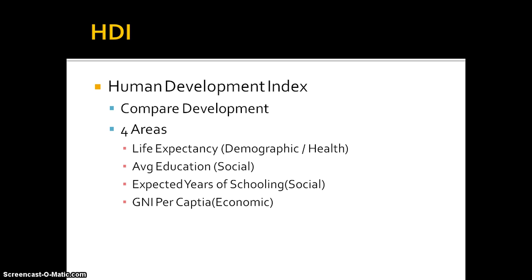The expected years of schooling is the number of years you could expect to be in school if you're a part of that society. And the last one we have is the GNI per capita, or the gross national income per capita. So this is our economic indicator.